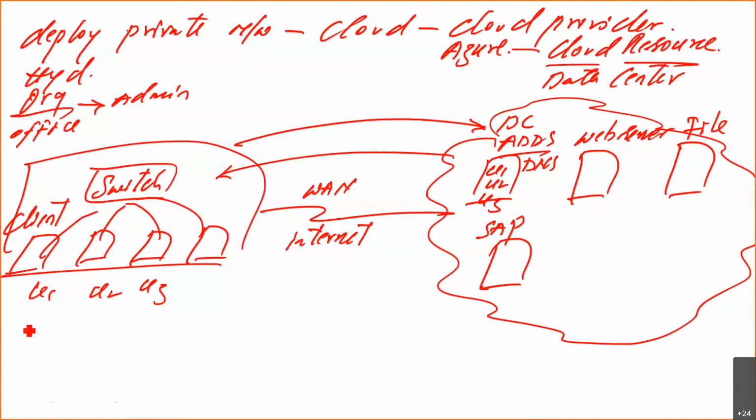Now, guys, my user can access the web server. Yes. My user can access the file server also. Yes. My user can access this SAP server. Yes, guys, it's available here. So this many features are available, guys, here.